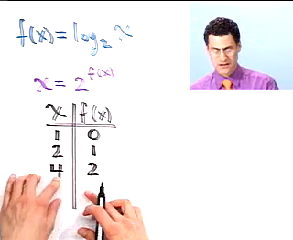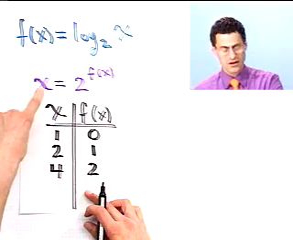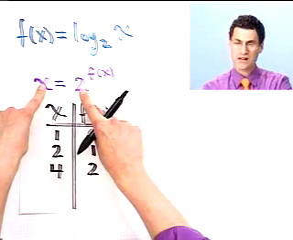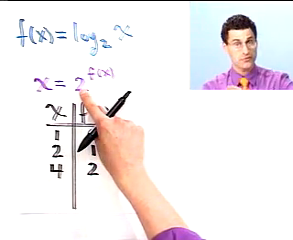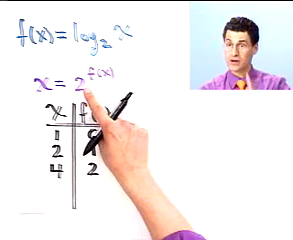What about some negative values? Could I put in negative 3 here? Well, I could, but of course, there is no power of 2 that will give me negatives. So forget about negatives. In fact, this graph will not go into the negative side of the x-axis because it's just not defined there. The domain is going to be positive x's.